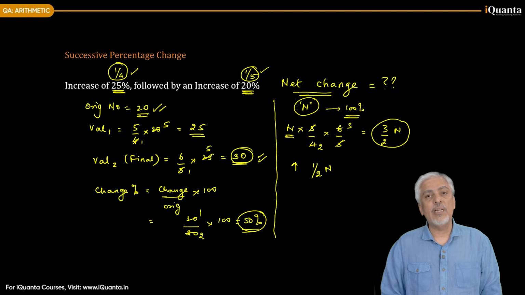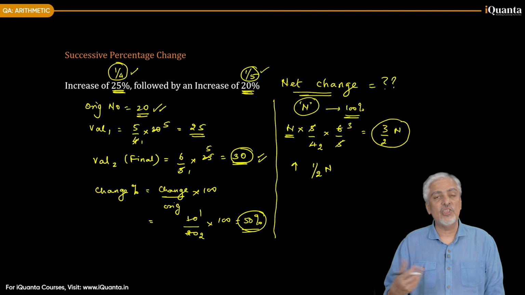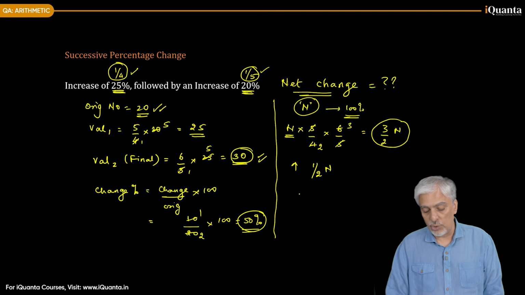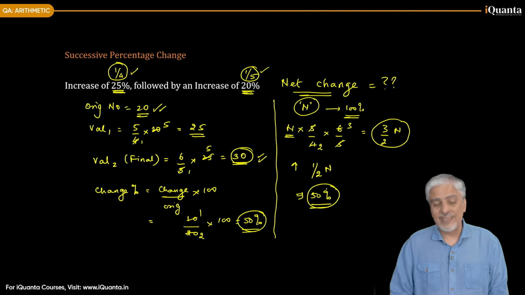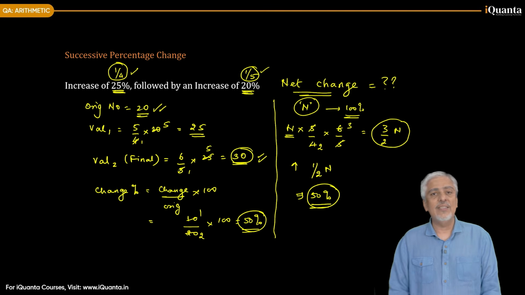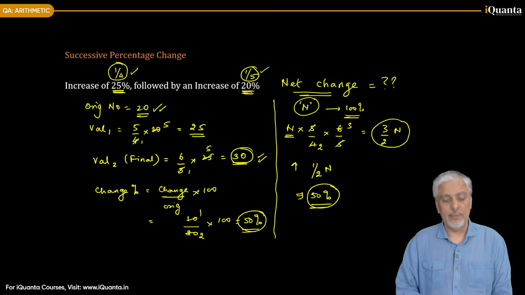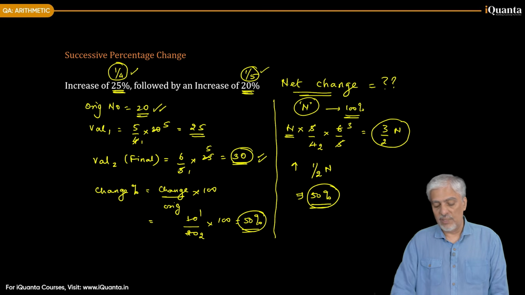From n, if it is becoming 3 by 2, the increase, that is the change, is 3 by 2 minus 1, that is 1 by 2. And we should know that 1 by 2 is nothing but 50%. So that's the second approach. And the third approach is a direct formula. Okay, so we've understood two approaches.